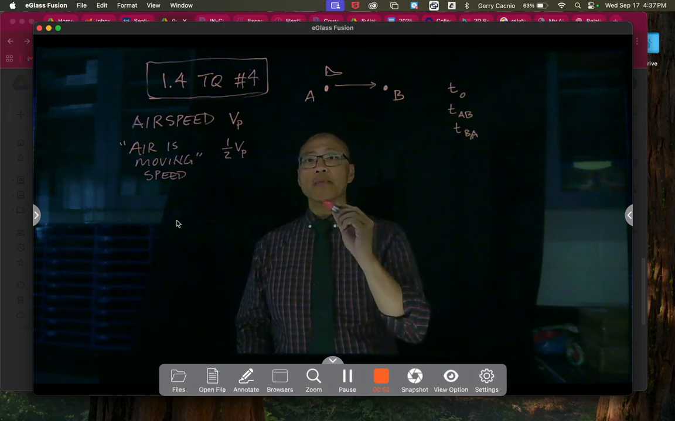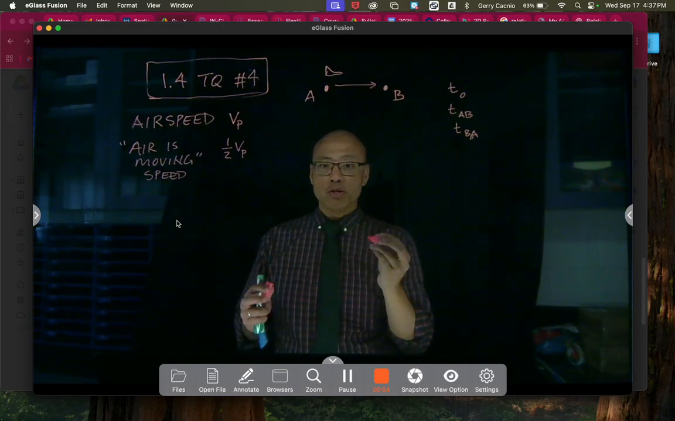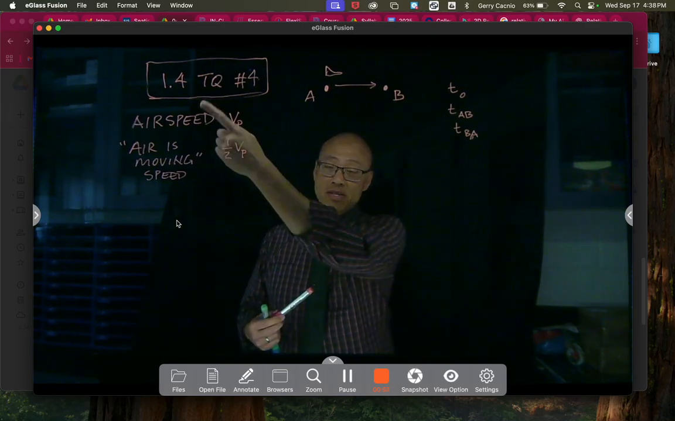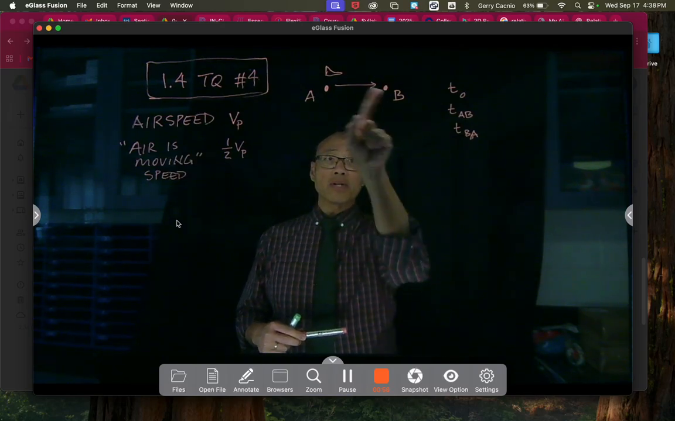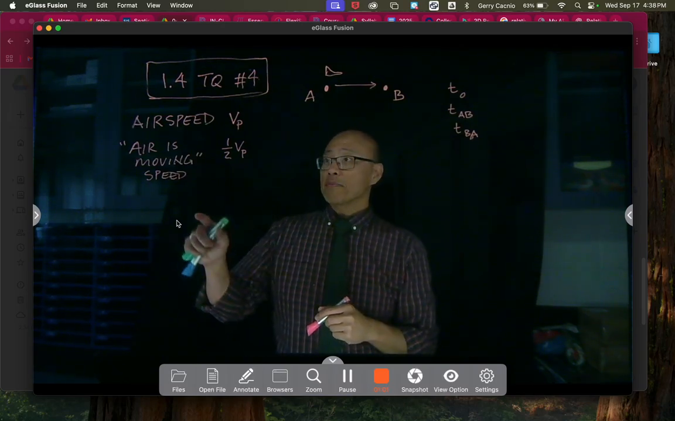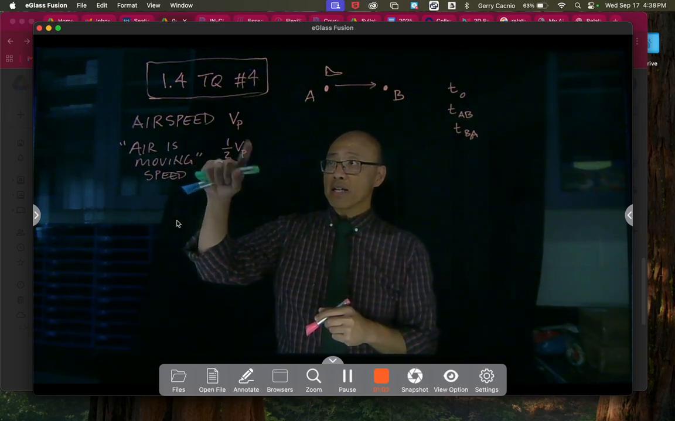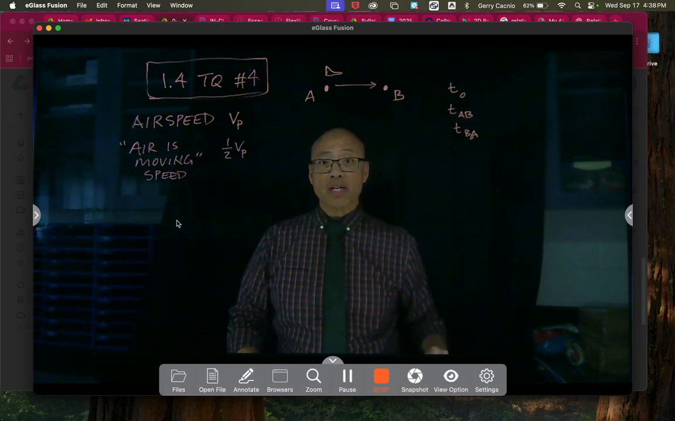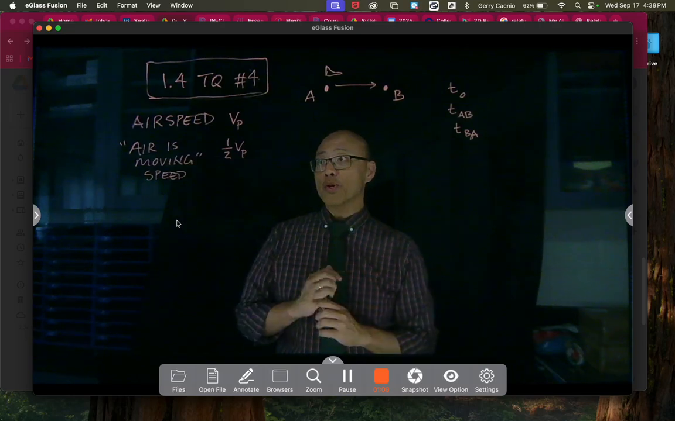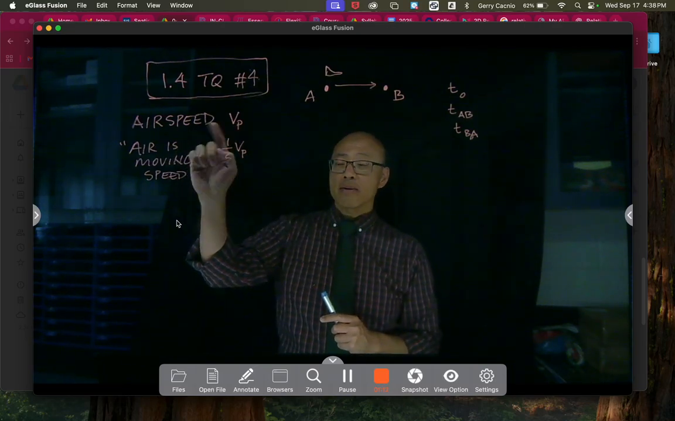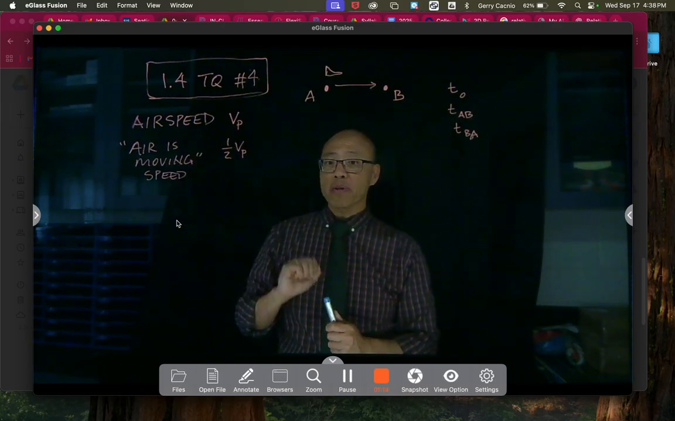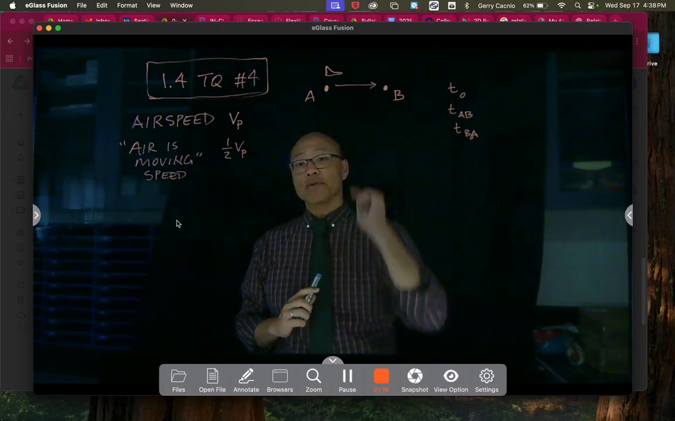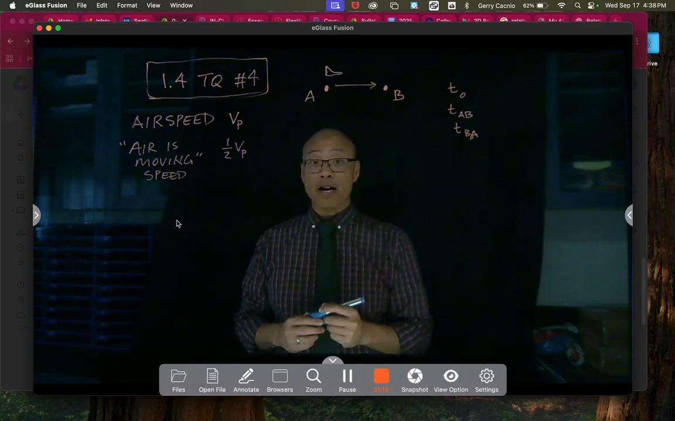So the key to this problem, it's no surprise, is relative velocity. You know that because it's 1.4. But if you look at the system, they give you some velocities, and the key to the problem is understanding what these terms mean. So the first hiccup is if you interpret airspeed, when you tell me the airspeed of a plane, as relative to the ground, it turns out that's not true.